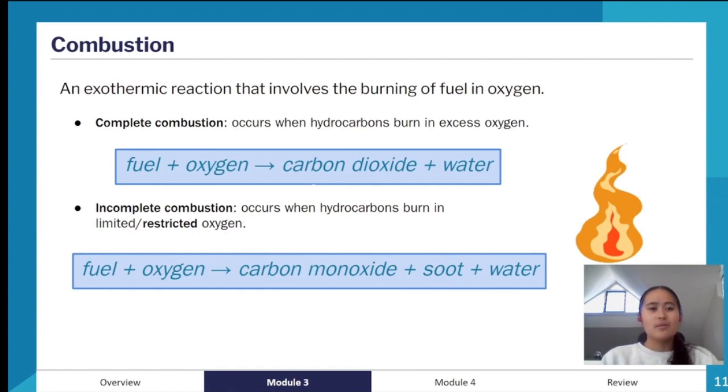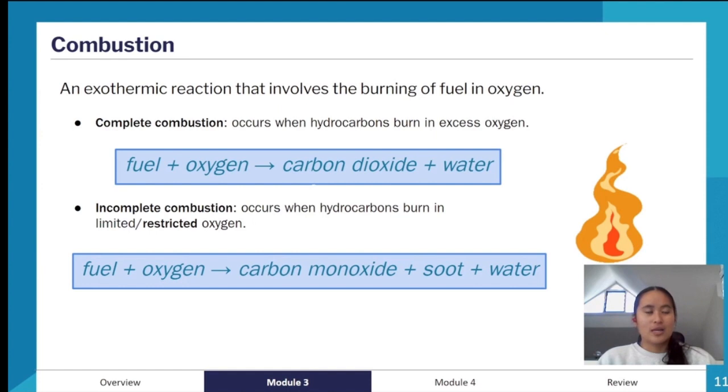If you have a little bit more oxygen, then you'll get carbon monoxide and water. And then if you have excess oxygen, you'll have carbon dioxide. So a good way to remember this is complete combustion is when there's excess oxygen.